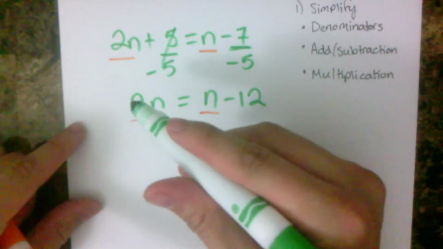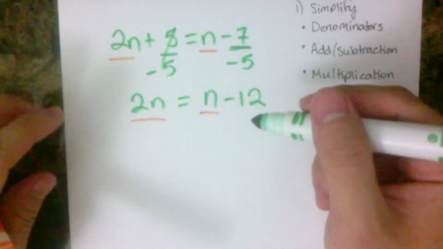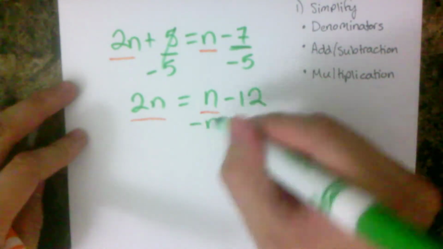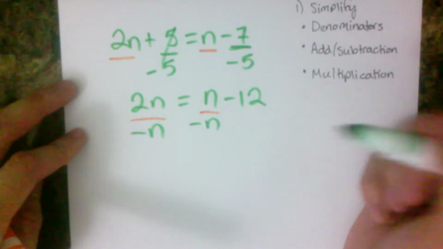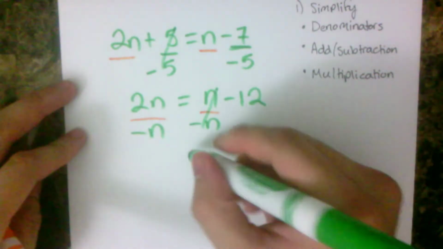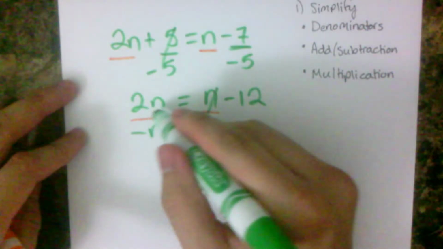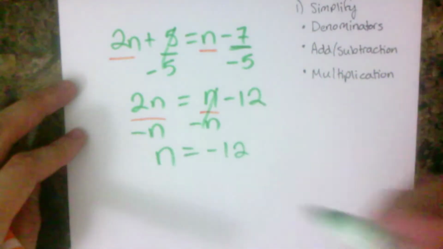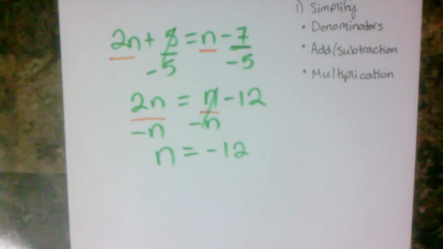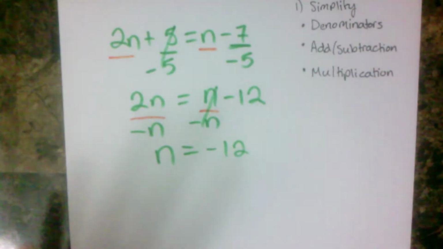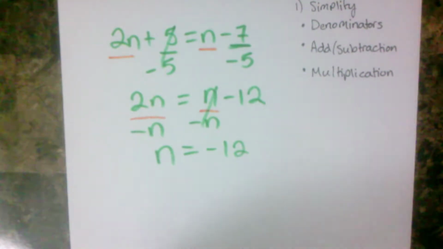I'm going to go ahead and move this n to the left, just because it's going to reduce my problem by one step. So we subtract n, n minus n is 0, and that's the goal. So on this right side, all we've got left is negative 12. On this left side, 2n minus 1n is just n. N equals negative 12. After you get your n all alone, you're done. That's all a basic equation is asking you to do.